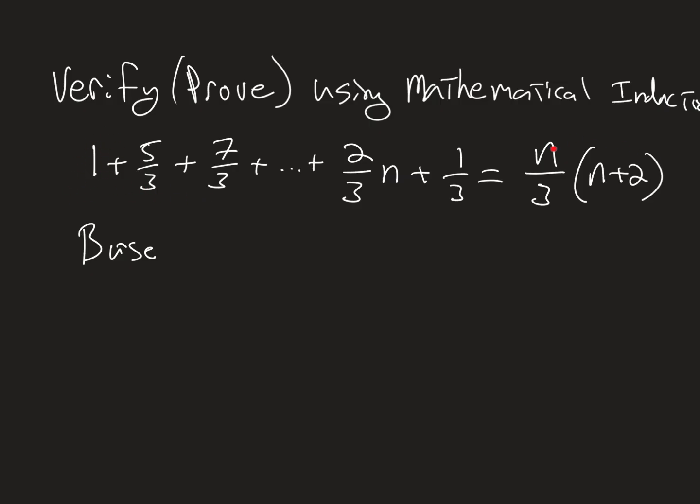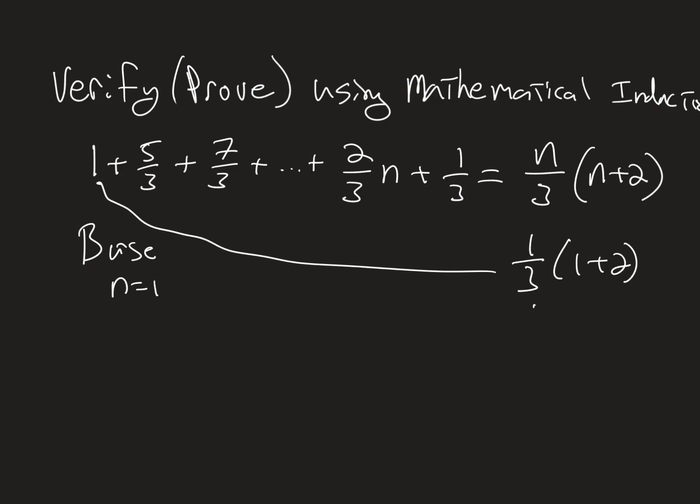So I'm going to go over here to the sum formula, and if it's the first term, n equals 1. So I'm going to come over here and show that 1 over 3 times 1 plus 2 is indeed equal to 1. So that's going to be 1/3 times 3. Well, 1/3 of 3 is 1, so the base case is verified.